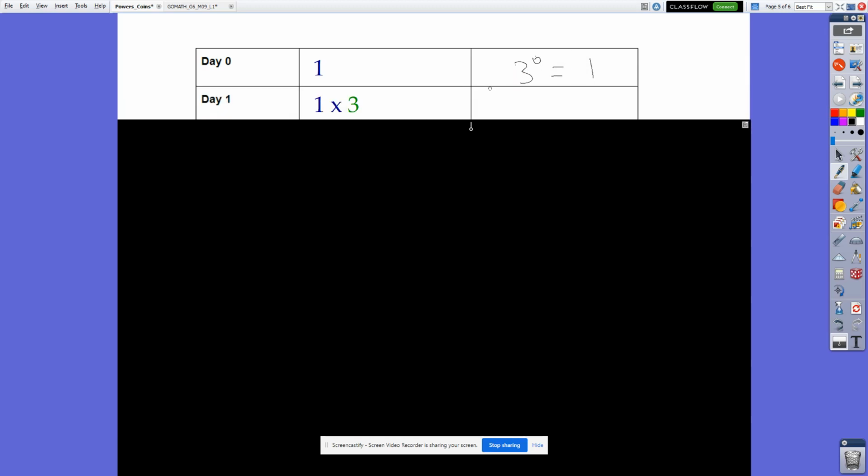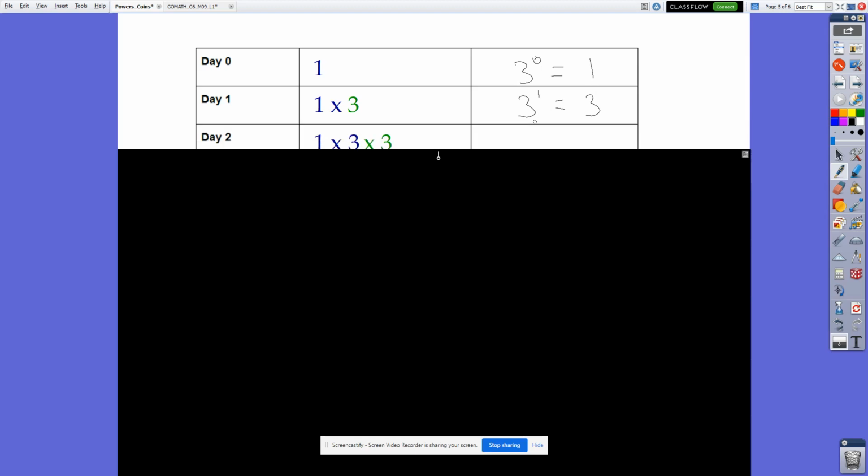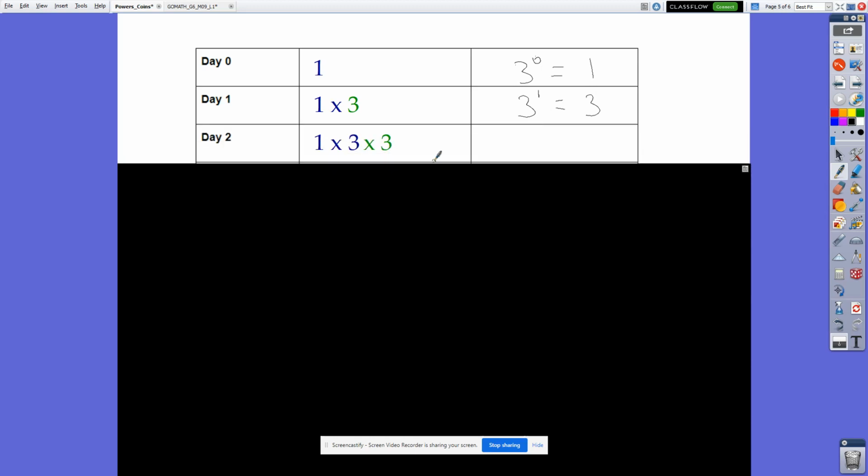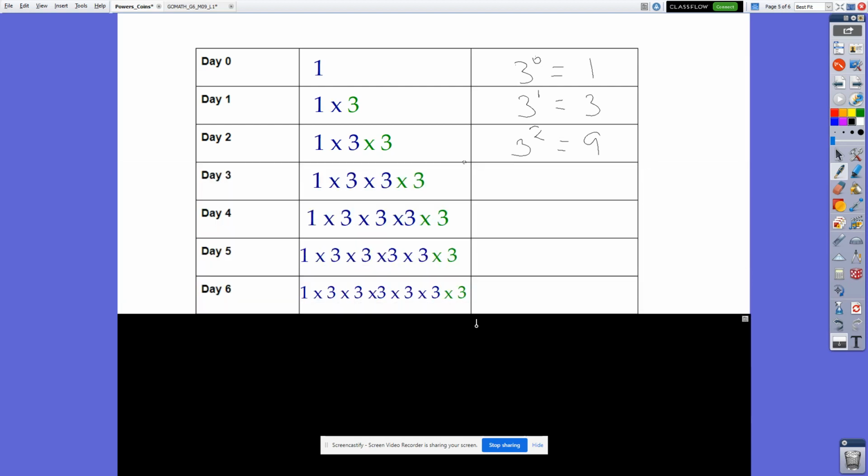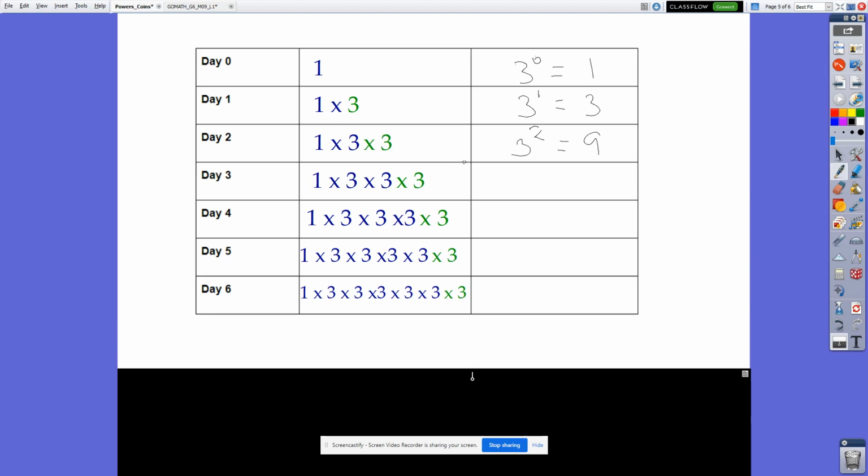Now, on that day 1, we're going to multiply that coin by a factor of 3. 3 is used as a factor 1 time. 3 to the power of 1 is equal to 3, and 3 times 1 is 3. So 3 gold coins on that first day. On the second day, 3 is used as a factor 2 times, and 3 times 3 times 1 is equal to 9. We could continue on in that fashion. I'm not going to fill that out because I think you guys can do that.